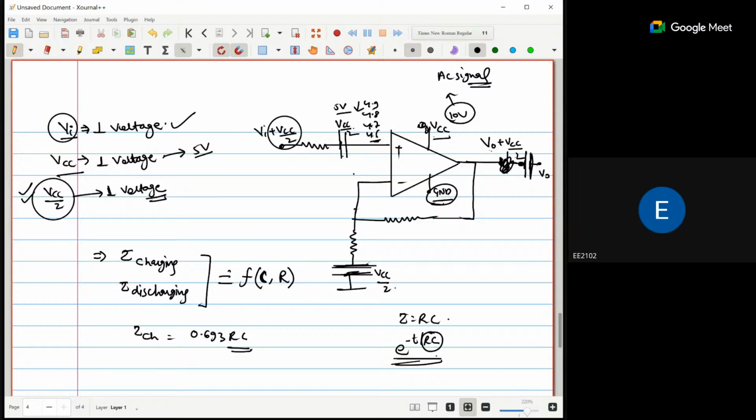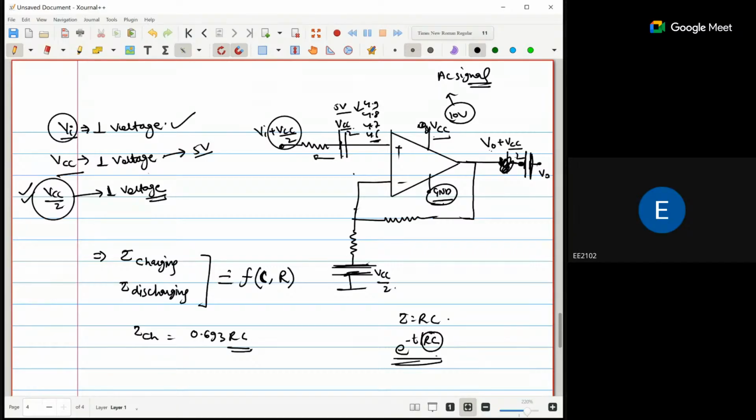Now this capacitor is called the coupling capacitor. Initially the capacitor will be charged by VCC by 2. After that, it will be discharged across this resistor. So we have to connect one circuit here that will be used to charge the capacitor when it has discharged up to a certain level.